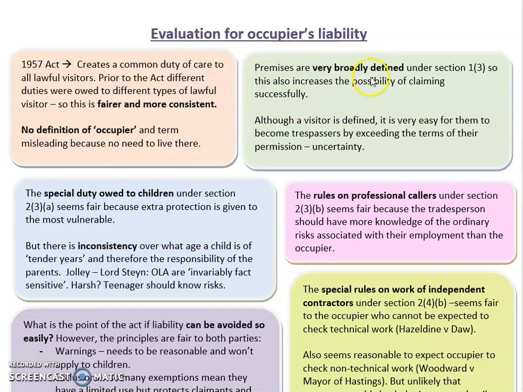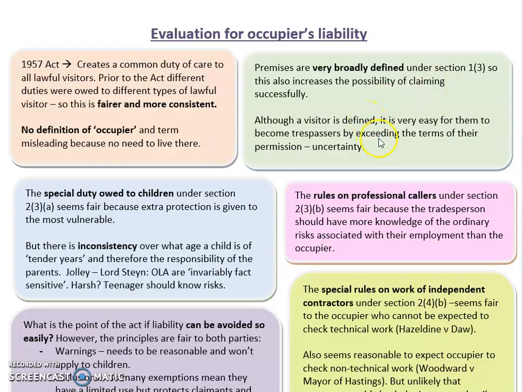Premises are also very broadly defined under the Act, and they include vessels, vehicles, and aircraft. And the fact it's broadly defined increases the chances of being able to claim successfully.